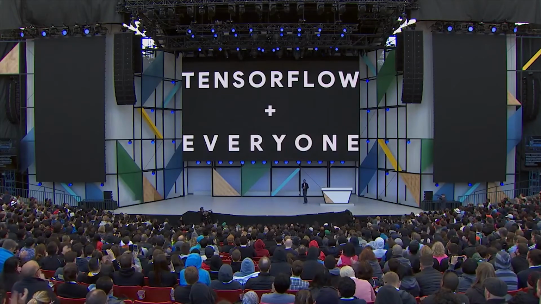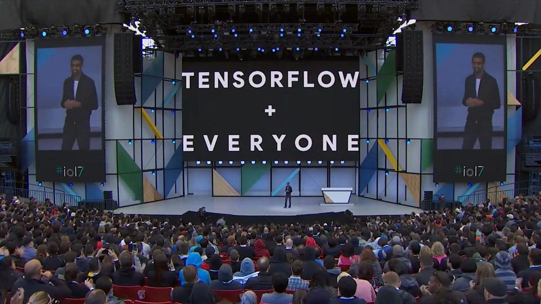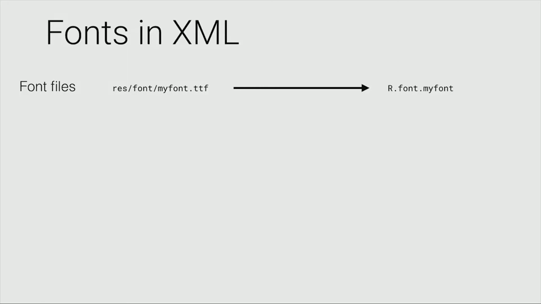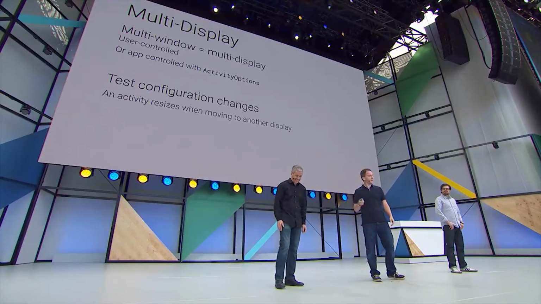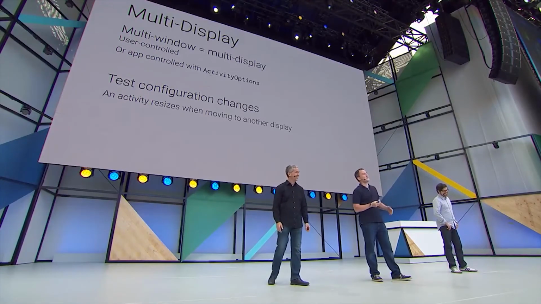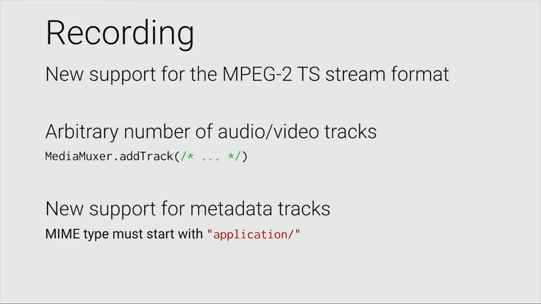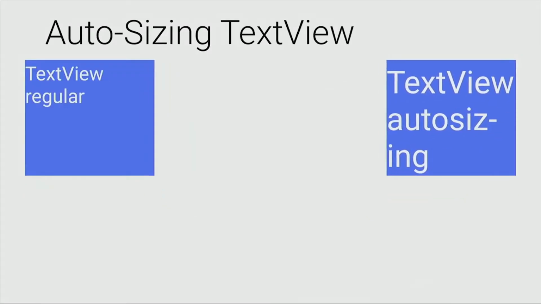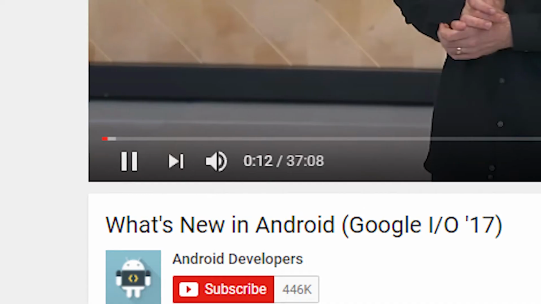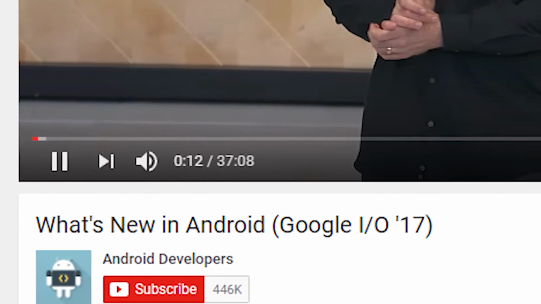TensorFlow Lite will allow developers to play with machine learning a little bit easier. There were more talks about how developers can add their own font packs to their applications as well. There was a second talk after the keynote that talked a lot about the new APIs that help with things like multi-display support, new media playback code, new media recording code, text auto-sizing improvements, new accessibility options, and far too many more to list here. App developers are going to have a lot to play with very soon.